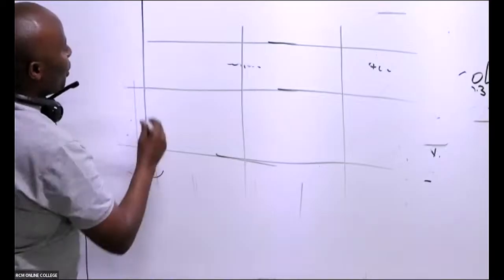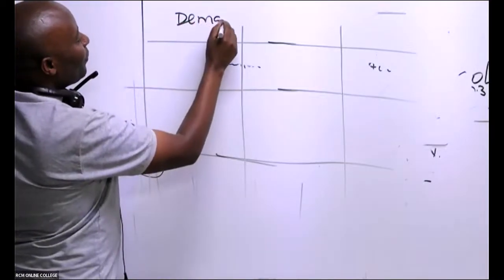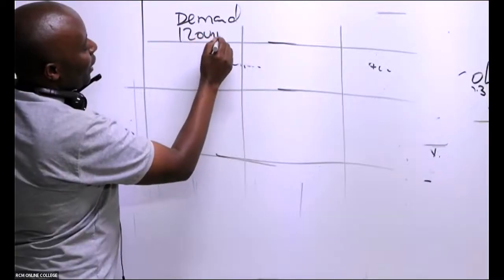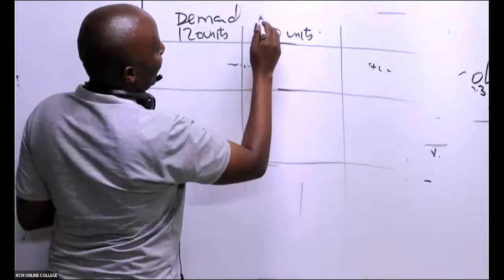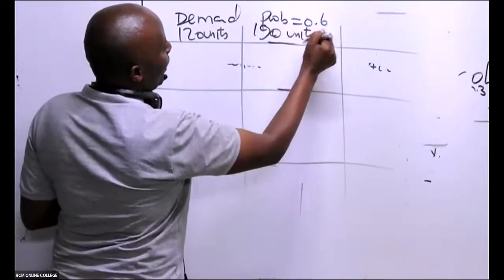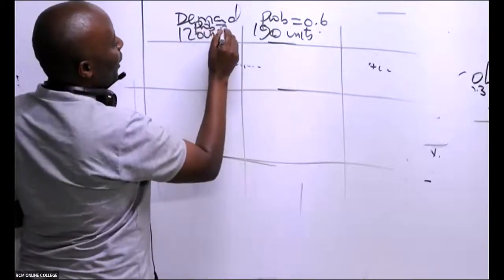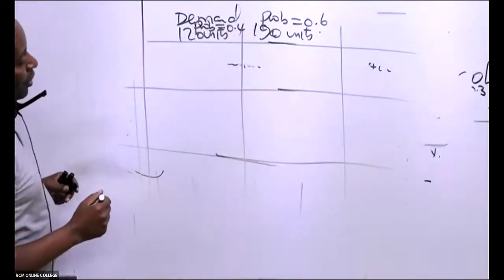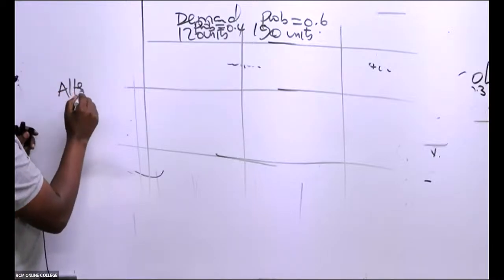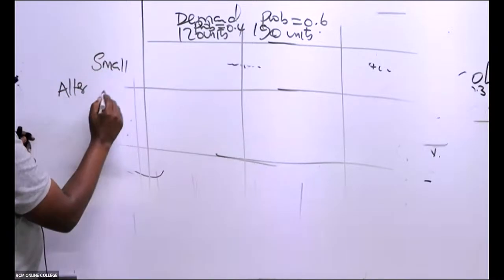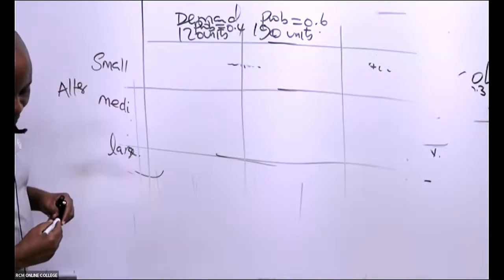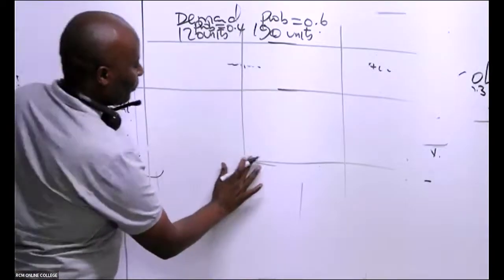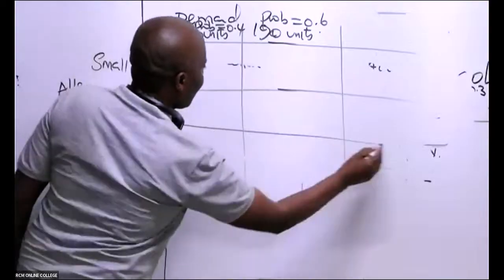Yeah. So in this case here, we have our two states of nature, which is demand, which could either be 120 units, or in this case here, 190 units. And the probability of this large one is 0.6. Probability here is what here, somebody? 0.4. And then now the alternatives are here: small, medium, and large.